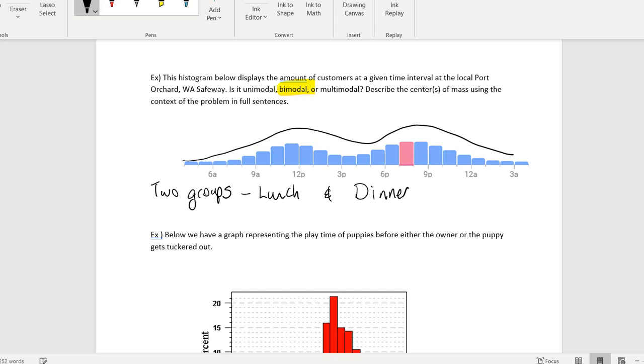So maybe if we were creating the work schedule for the Safeway, we wouldn't want most people to work at 3 p.m. We would want somebody to work a lunch shift and a dinner shift.